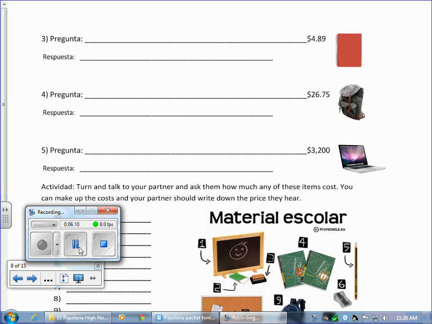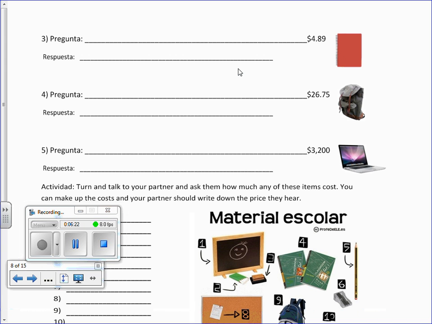Okay, so if you are checking your work now, you have el cuaderno. So el cuaderno is your subject here that you're talking about. So you would ask yourself, how much is it? Okay, so, cuánto cuesta el cuaderno.